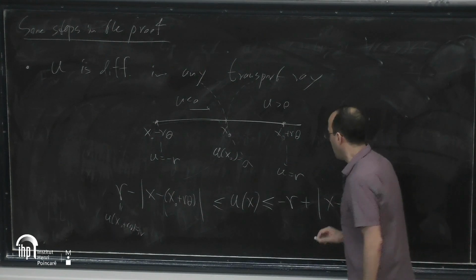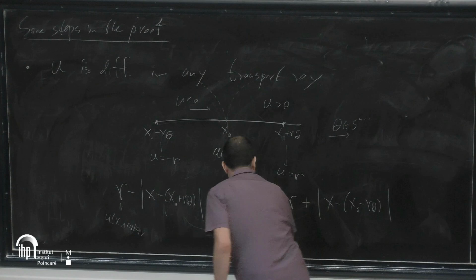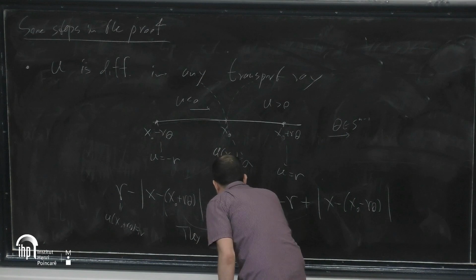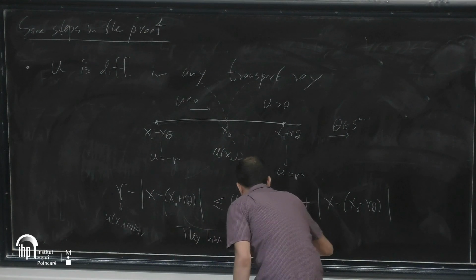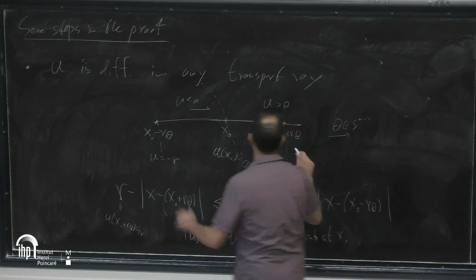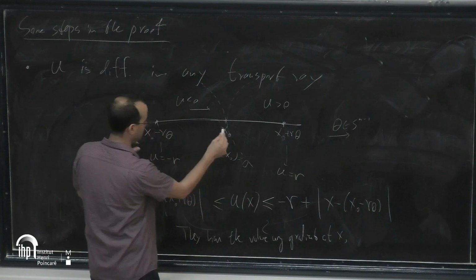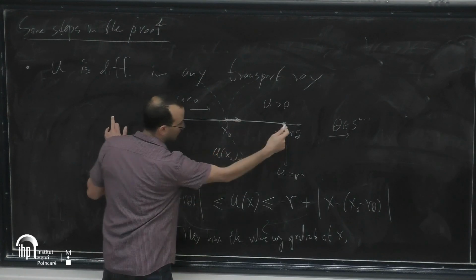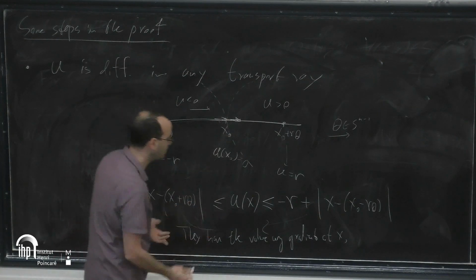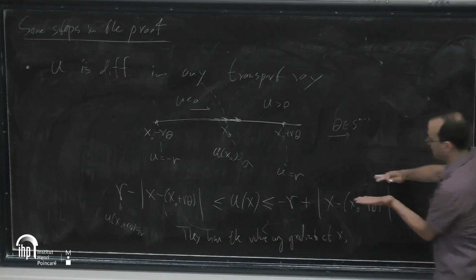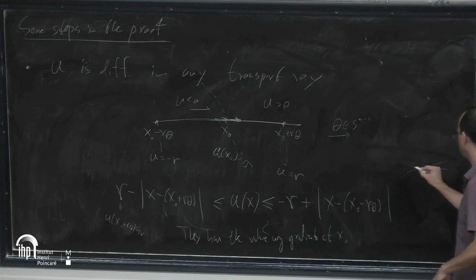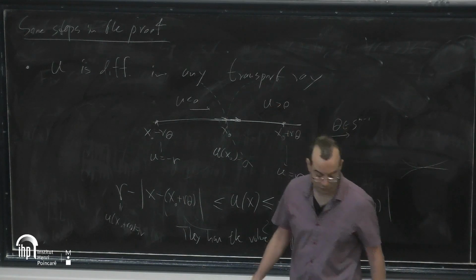Now the nice thing is that these two functions have the same value and the same gradient at x0. The gradient of this function points towards the center of the ball, and the other one also points towards the center but with a minus sign, so they have the same value and the same gradient. Therefore u is trapped between two functions that agree to first order, so u is differentiable at x0. So that's the first step.